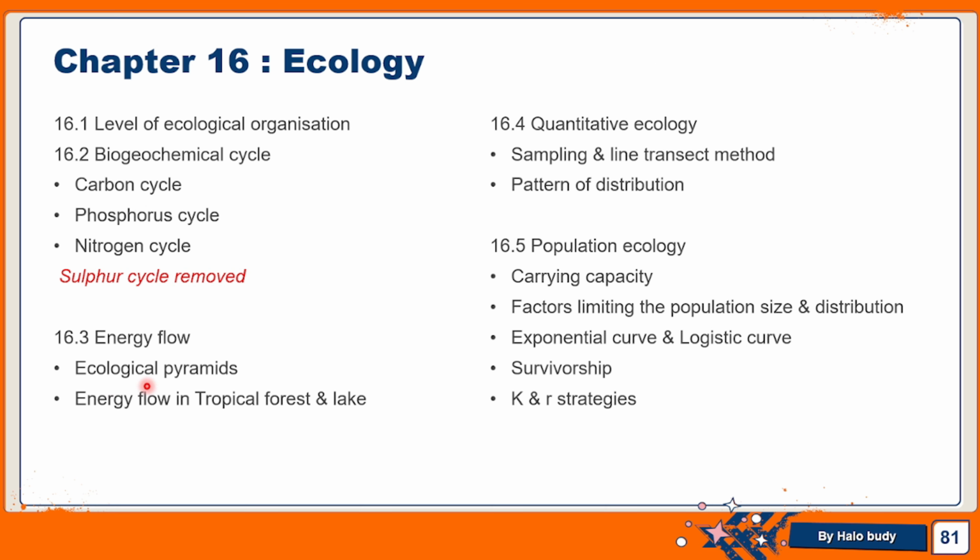Energy flow. So this one, in SPM you learned about the food chain, right? You learned about the food chain. But in STPM, we will learn more about the thermodynamic laws. You need to know how to calculate the energy flow. What is the energy flow? Energy flows through the ecological pyramid, where you already learned about primary producer, secondary consumer, tertiary consumer, quaternary consumer, all that in the food chain.